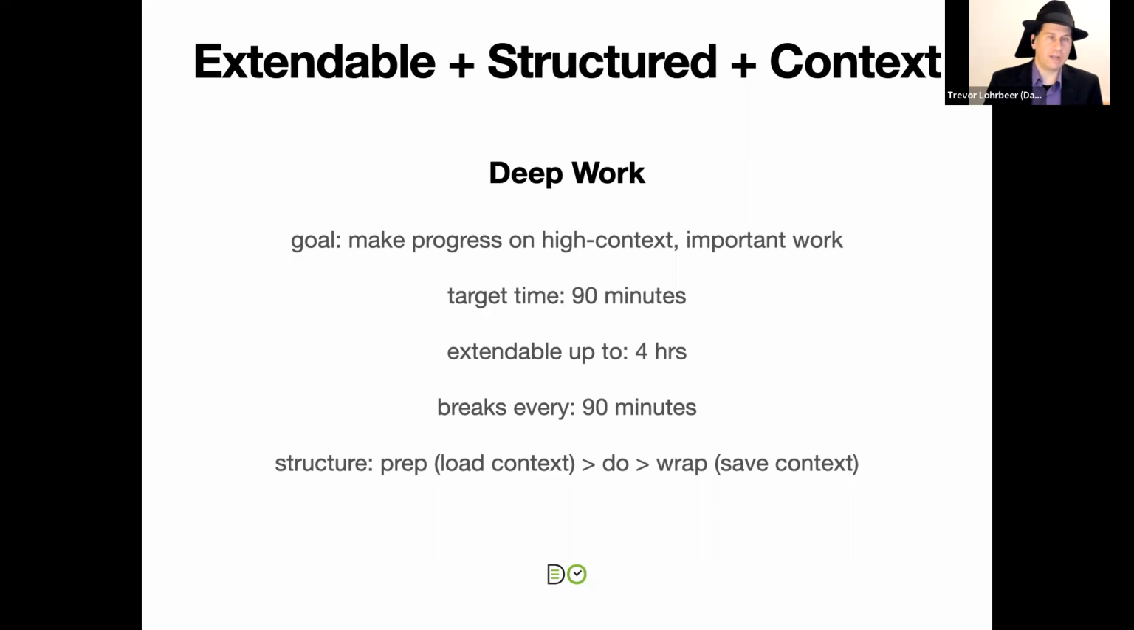If I'm writing, I'll go through the whole outline and figure out exactly where I am in the writing process before I start writing. If I'm going to be working on product development, I have to pick up where I left off, and load the problem into my brain so that I can continue to work on that. For this, I'm going to set a target time of 90 minutes, extendable up to like 4 hours. I also set a rule that I'm going to try to take a break every 90 minutes.